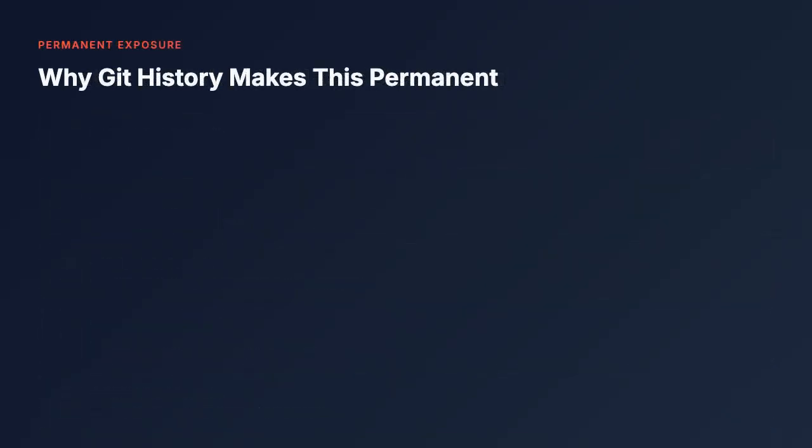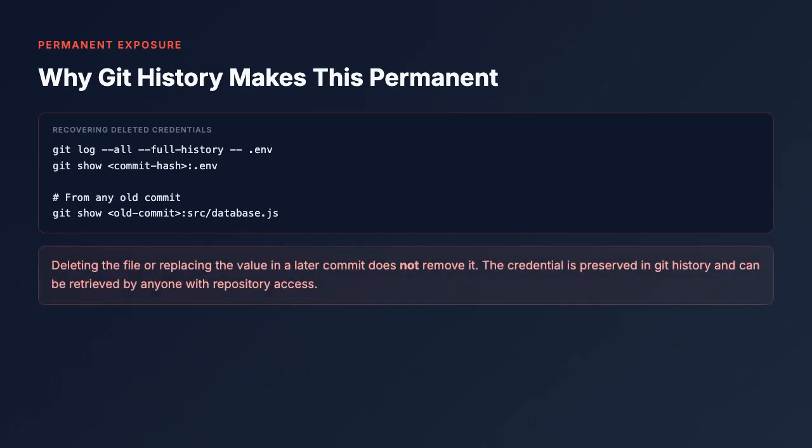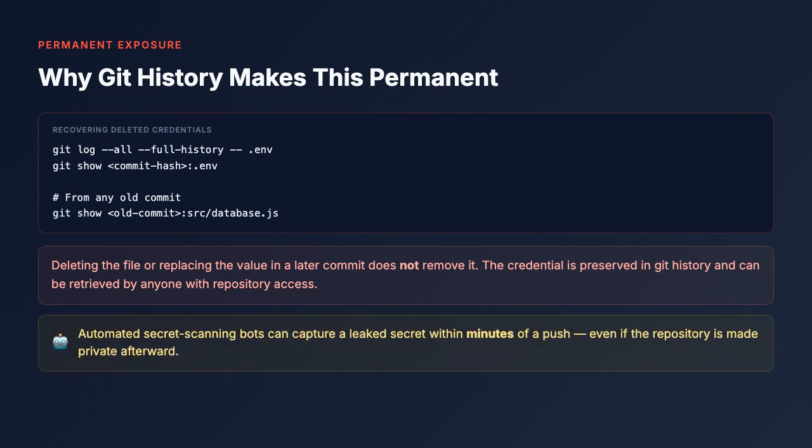When a credential is committed to a Git repository, deleting the file or replacing the value in a later commit does not remove it. The credential is preserved in Git history and can be retrieved by anyone with repository access using simple commands like git show with the old commit hash. For public repositories, this is catastrophic. Automated secret scanning bots, programs that continuously crawl GitHub looking for exposed credentials, can capture a leaked secret within minutes of a push. Even if the repository is made private afterward, the credential has very likely already been captured.